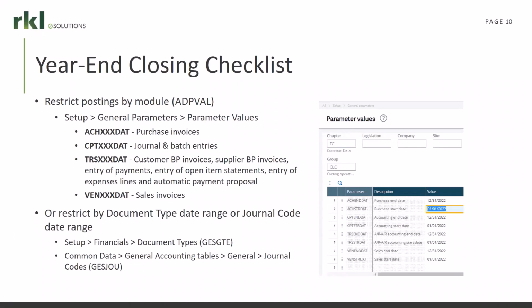You can also use the document types and journal codes in X3 to set opening date ranges or effective date ranges. And that will also prohibit a specific type of journal from being used for postings based on a specified period or time.